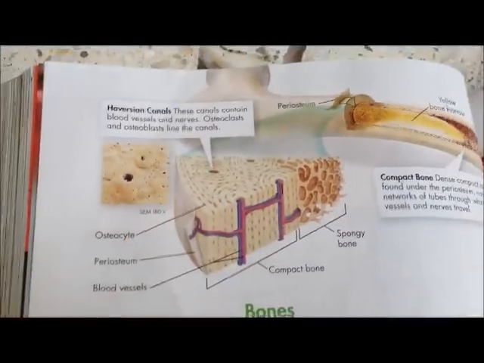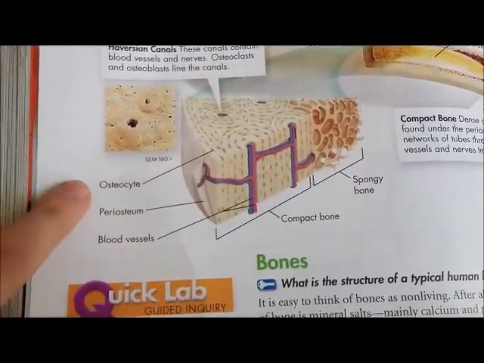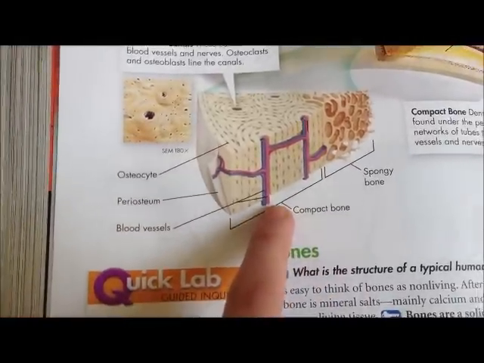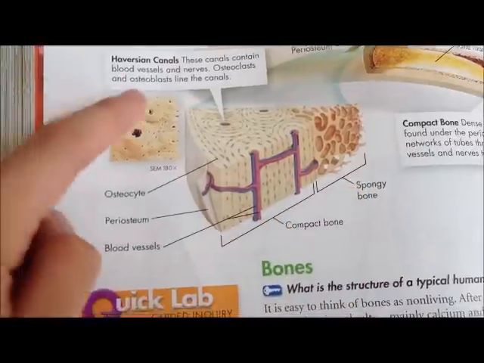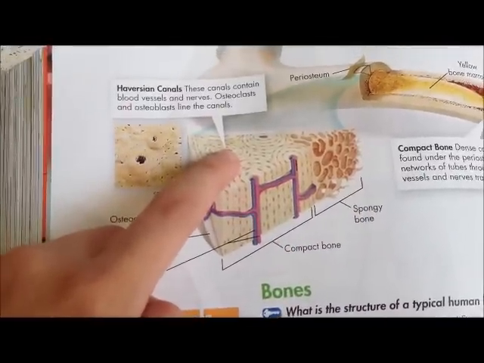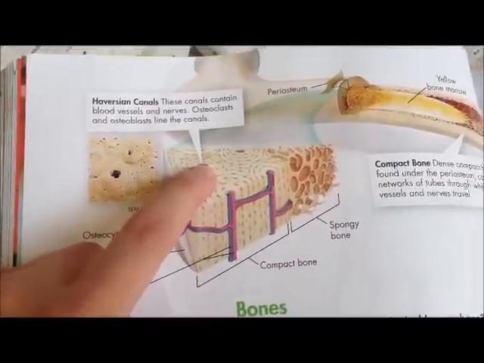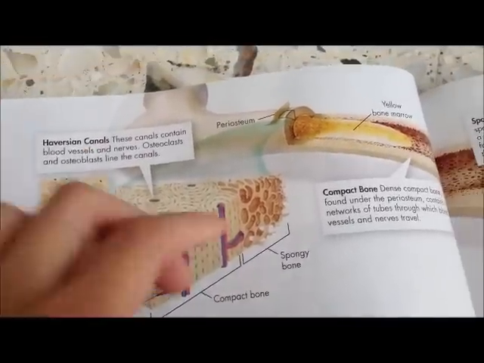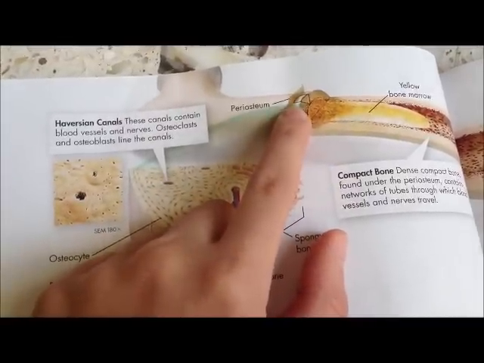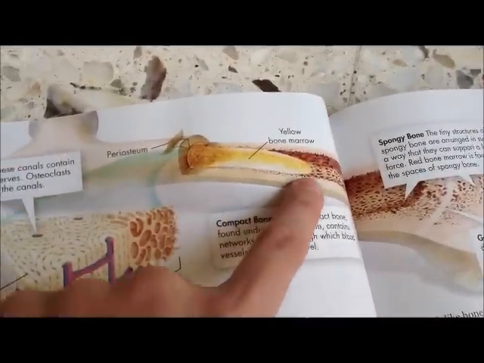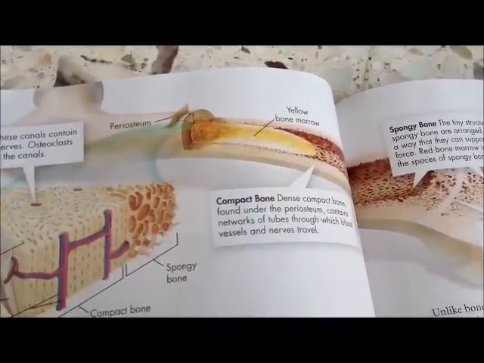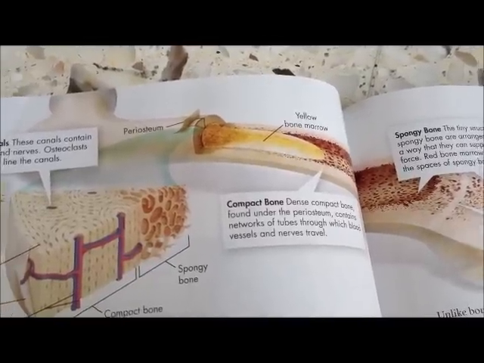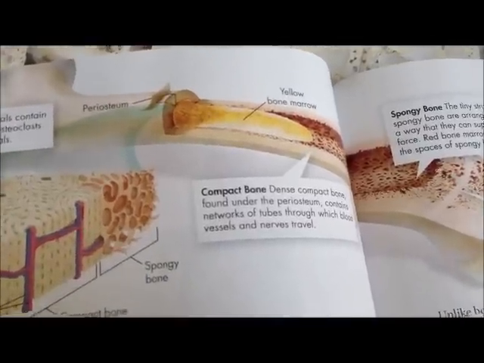Here we have a bone, and here we have the osteocyte, the periosteum, the blood vessels, the compact bone, the spongy bone. Here are the Haversian canals. These canals contain blood vessels and nerves. Osteoclasts and osteoblasts line the canals. Here we have the periosteum, and here we have the compact bone. Dense compact bone found under the periosteum contains networks of tubes through which blood vessels and nerves travel.